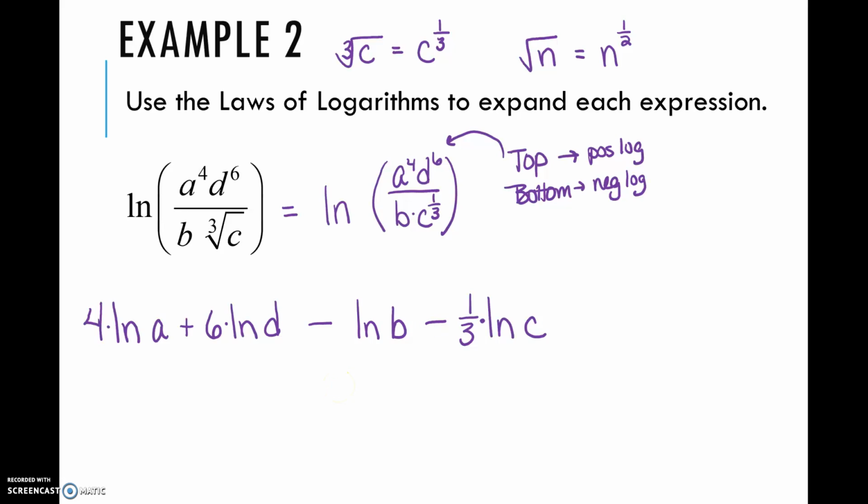So my shortcut is count the number of things inside the log, split it up into that many logs, and then look at the tops are positive logs, the bottoms are negative logs. Does that kind of make sense?